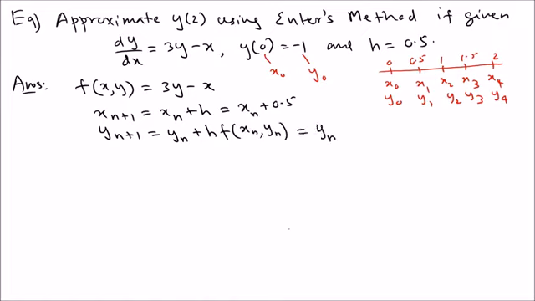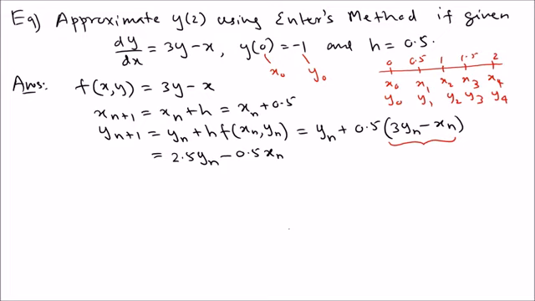So this is yn plus h, which is 0.5, times the function, which is 3yn minus xn. You plug into the function, because that's the function. Now we can simplify. If you simplify this, what do you get? You get 0.5 times 3 means 1.5, plus 1, so it is 2.5 yn minus 0.5 xn. So that is the formula that we're going to use for each n.